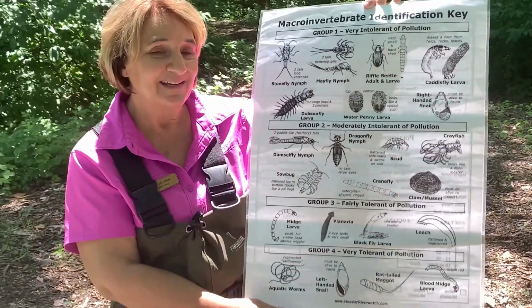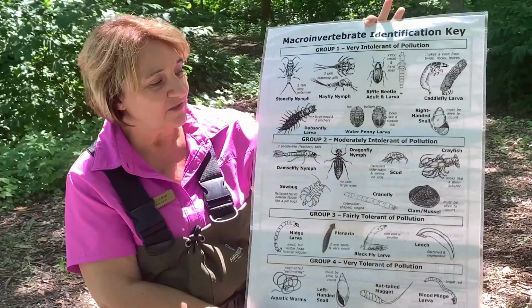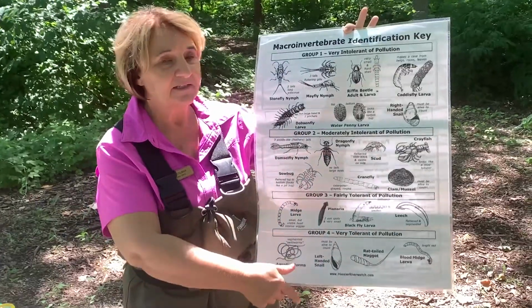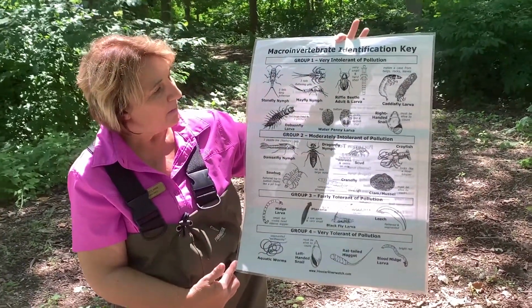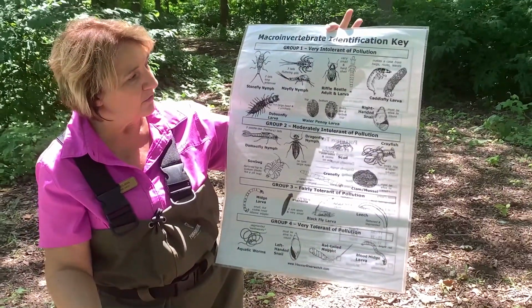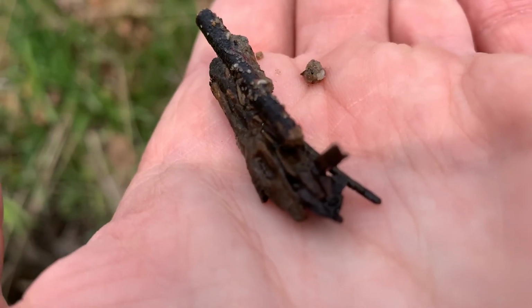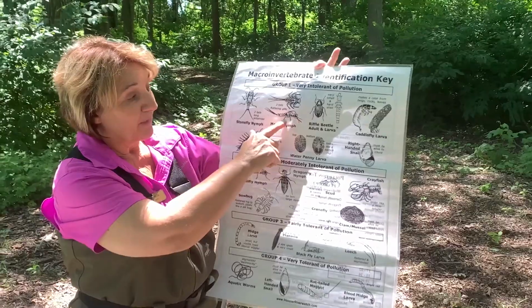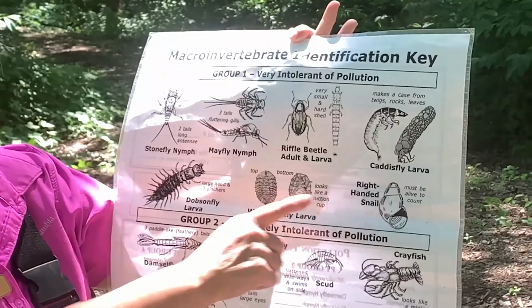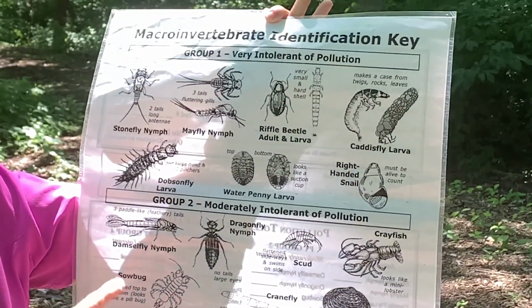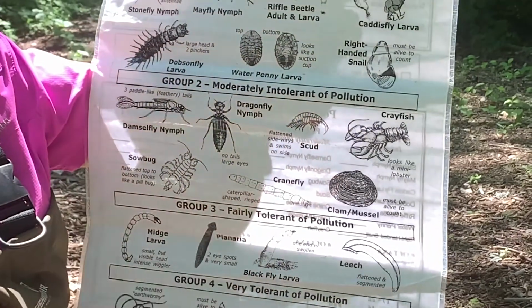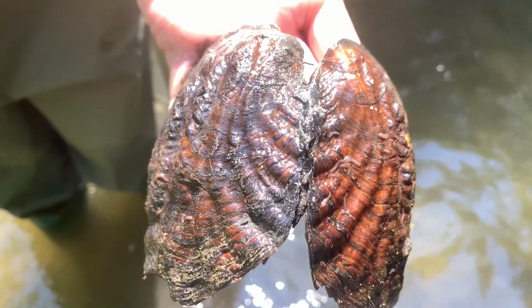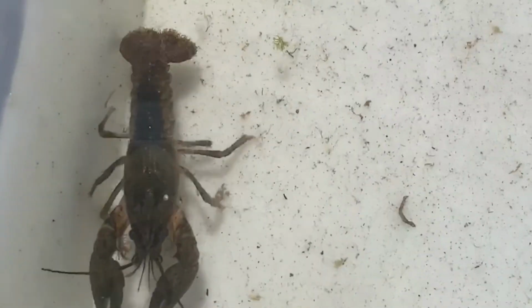To have a really nice sign of a healthy stream, we like to see a mix of all 4 groups. Common ones that we have found here at Eagle Creek have often been caddisflies, mayflies, right-handed snails, damselflies and dragonflies, and we have found some of those mussels here. We also usually find crayfish.